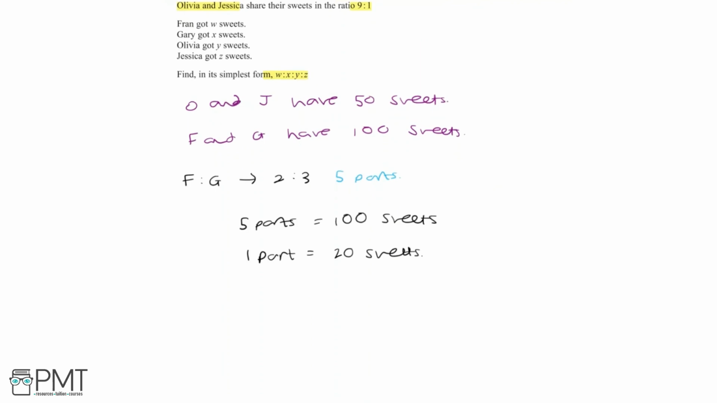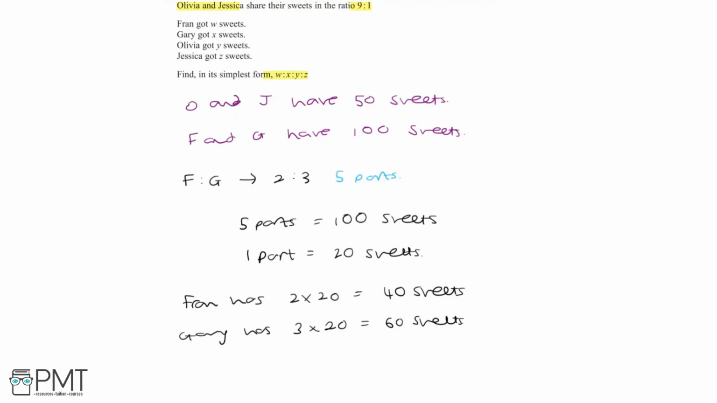We know that Fran has 2 parts, and Gary has 3 parts, and so we can say that Fran has 2 times 20, which is equal to 40 sweets, and Gary has 3 times 20, which is equal to 60 sweets. And so we've found that Fran has 40 sweets and Gary has 60 sweets.